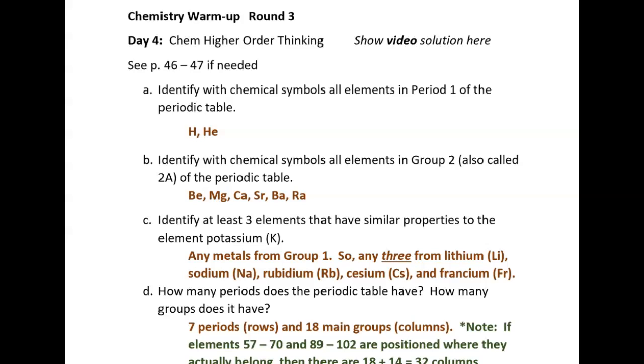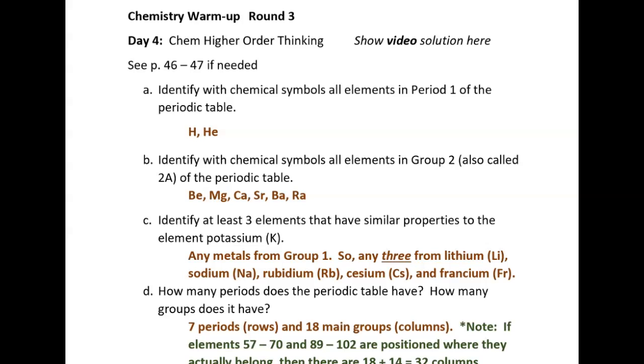Here are the answers for the day 4 warm-up. Question A, identify with chemical symbols all elements in period 1 of the periodic table. Period 1 is the first of the 7 rows in the table. There are only 2 elements in that row.